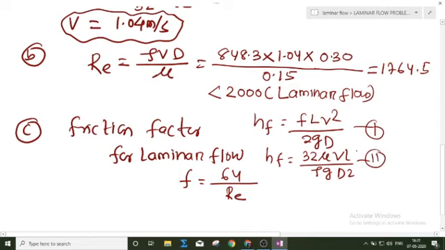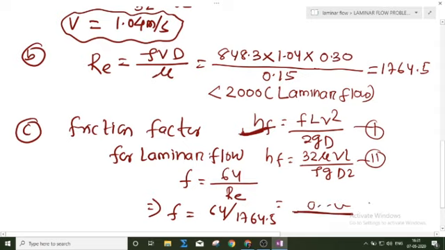Why? Because these two formulas are used in both laminar and turbulent flow. The friction factor you have to find out is 64 by Re. Re is 1764. I think you can calculate. You calculate and find out. Okay, this point something, it will come 0.00.